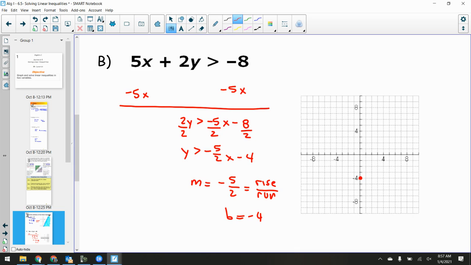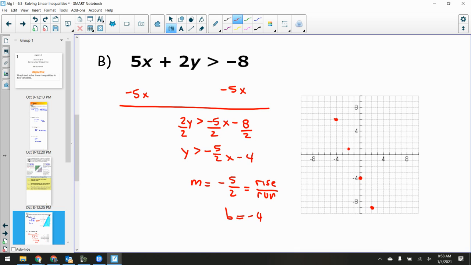Okay, so my y-intercept is negative 4, and my slope is negative 5 over 2. So I go down 5, right 2. Down 5. No, I was right. 1, 2, 3, 4, 5, right 2. Up 5, 1, 2, 3, 4, 5, left 2. Now, I'm at the point where I would just make my line.